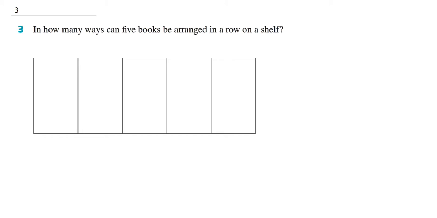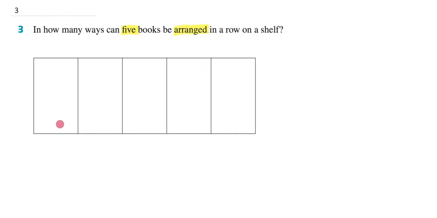So we are doing exercise 10b, and in this video we'll be answering question 3, which says, in how many ways can 5 books be arranged in a row on a shelf? So right here I have 5 blank positions on my shelf, and I know that I have 5 books that I want to place here. We're trying to figure out how many different arrangements I can have of these 5 books.